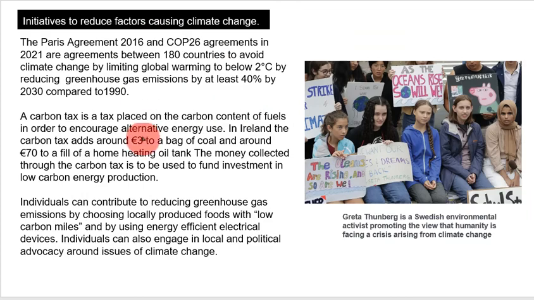So that's the kind of evidence that shows that this global warming is happening across the globe. So what are some of the things that can be done in order to try and prevent this from happening? So initiatives to reduce factors causing climate change. So what are some of the things that we can do?